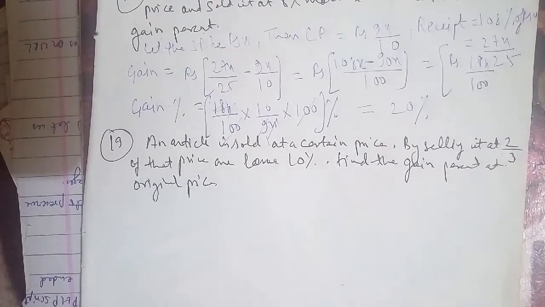So you have to go ahead: an article is sold at a certain price; by selling it at 2 by third of that price one loses 10%, find the gain percent at the original price, which is of course an important one, and that you have to answer as well. So we go ahead for the solution here.